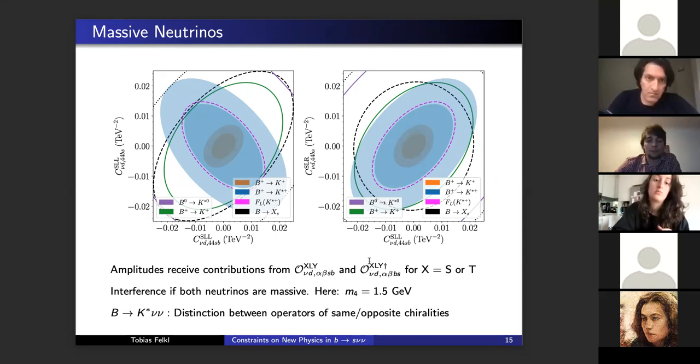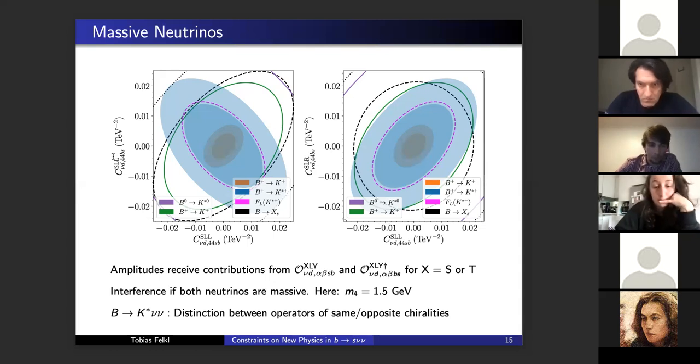And now these two classes of operators can interfere if both neutrinos in the final state are massive, because only in that case, neutrinos carry both chiralities. And that's important because the Hermitian conjugation here implies that the chiralities in the neutrino bilinear get flipped. So we specify a mass of 1.5 GeV here for the final state neutrinos.